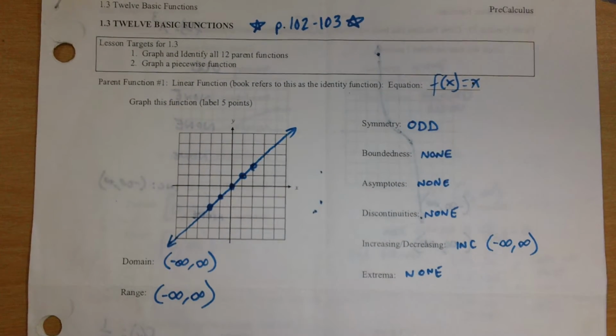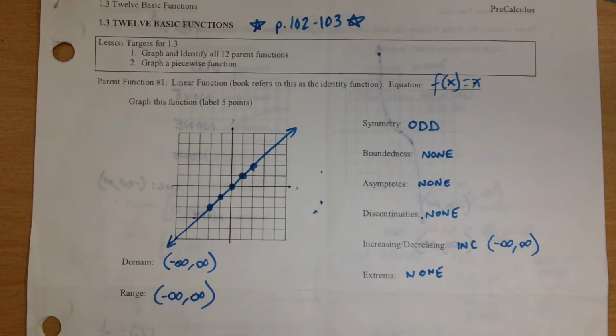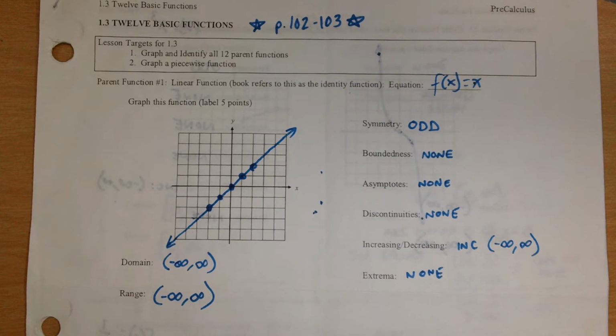All right, our first function is our linear function. Equation is y equals x, or f of x equals x. Our domain and range are both all real numbers. It has odd symmetry. It is not bound above or below. There are no asymptotes or discontinuities or extrema. And it is increasing on its entire domain from negative infinity to positive infinity.